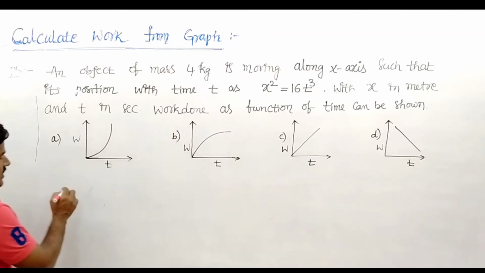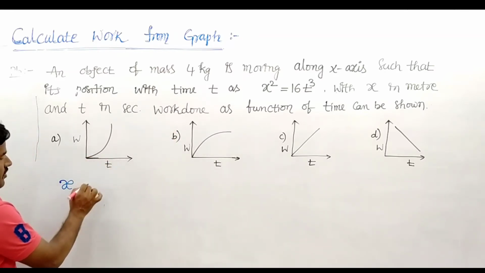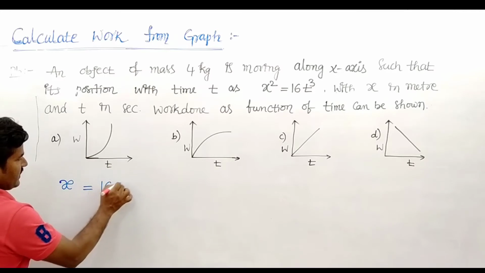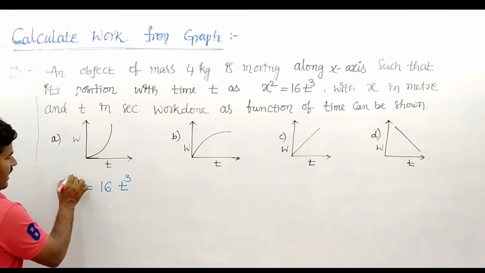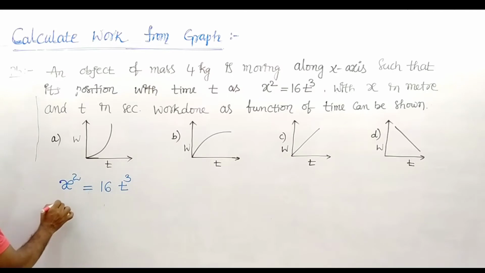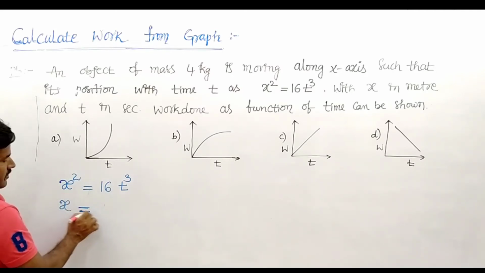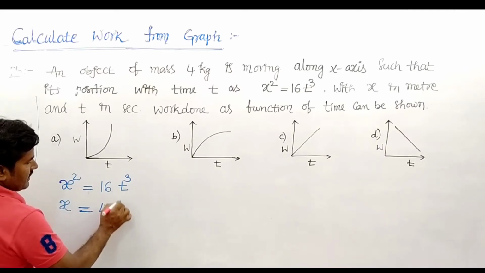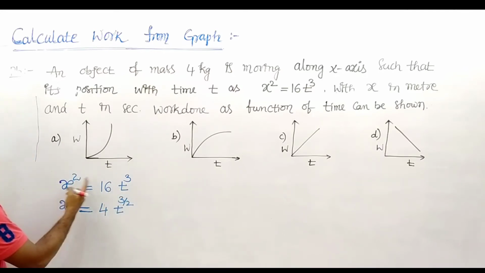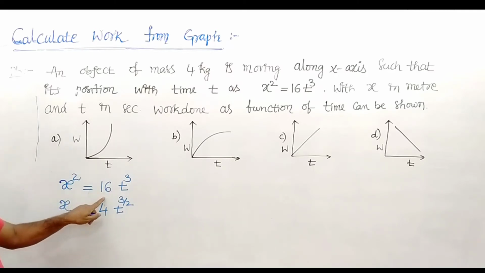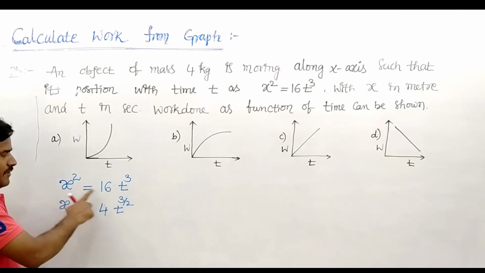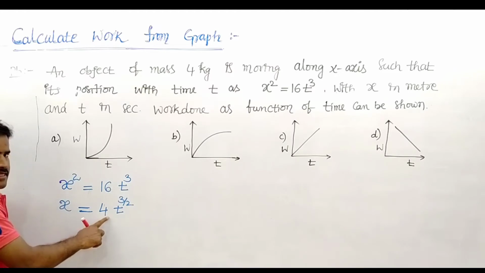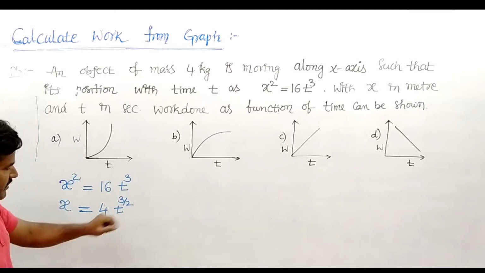The function is given: x squared equals 16t cubed. So the x value becomes 4t to the power 3 by 2. The square goes to the other side: the square root of 16 is 4, and the square root of t cubed is t to the power 3 by 2. So x equals 4t to the power 3 by 2.